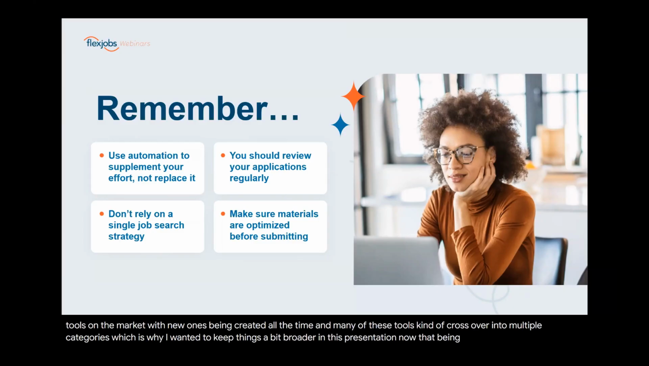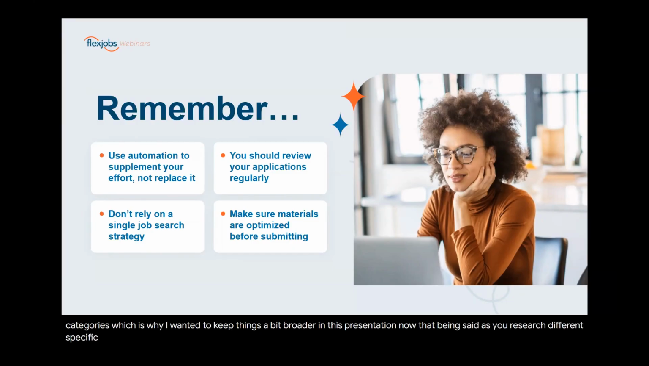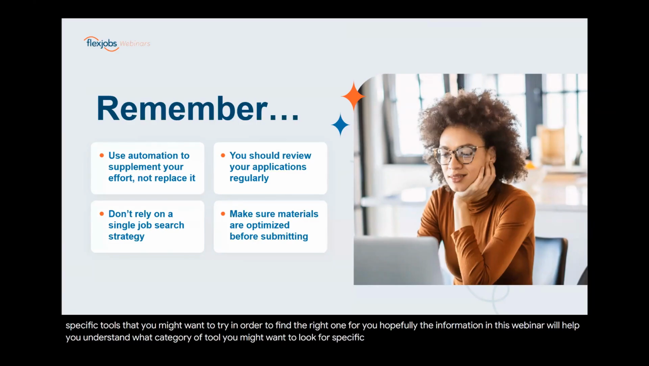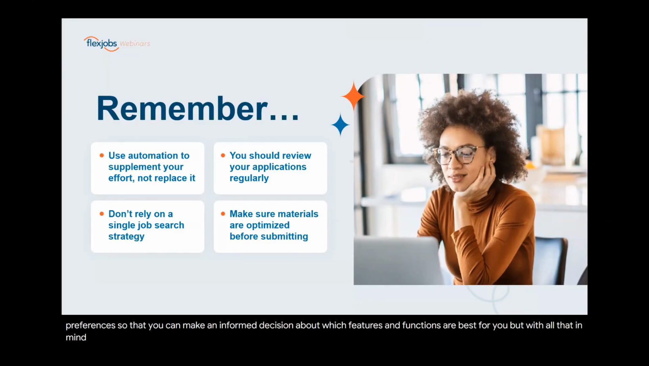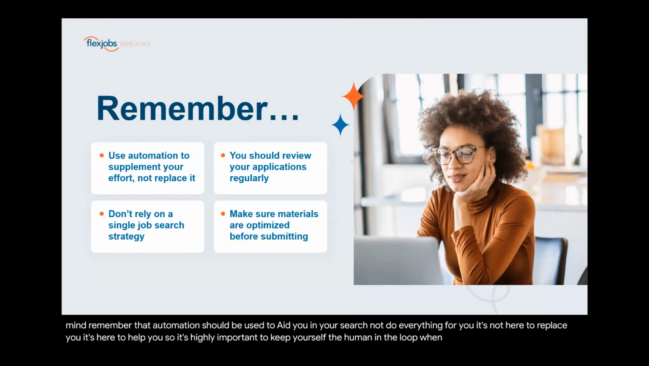Now, that being said, as you research different specific tools that you might want to try in order to find the right one for you, hopefully the information in this webinar will help you understand what category of tool you might want to look for specifically to help you meet your individual needs and preferences so that you can make an informed decision about which features and functions are best for you. But with all that in mind, remember that automation should be used to aid you in your search, not do everything for you. It's not here to replace you, it's here to help you. So it's highly important to keep yourself, the human, in the loop when you're using AI tools.